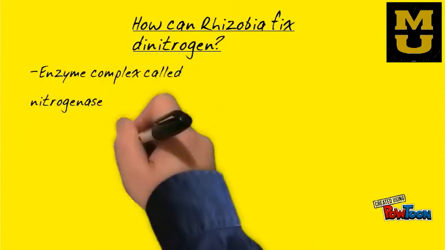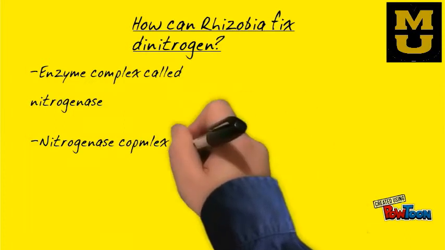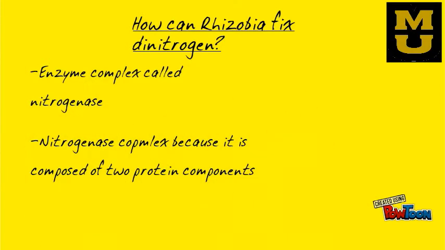How do rhizobia have the ability to fix dinitrogen? They contain an enzyme complex called nitrogenase. It is also called the nitrogenase complex because it is composed of two protein components with multiple subunits.